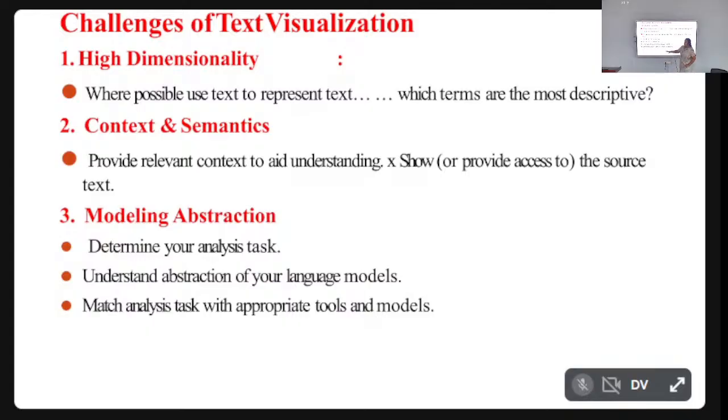Next one, understanding abstraction of language models.